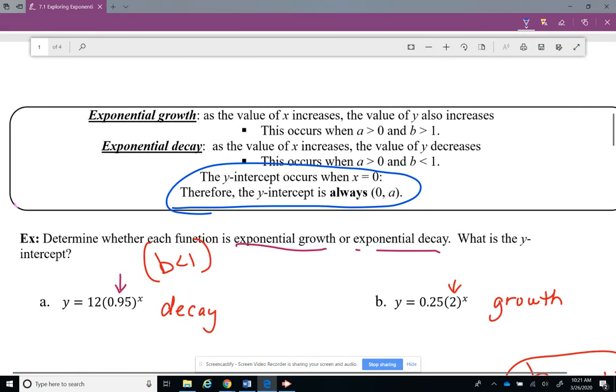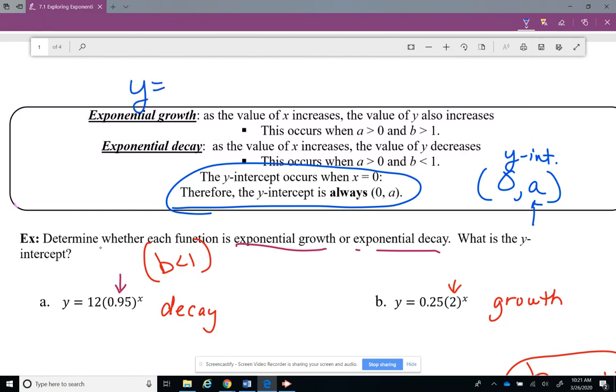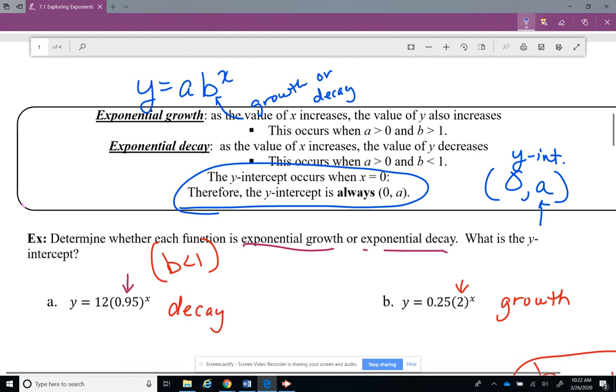All right. Therefore, the y-intercept is always 0, a. Now notice, look, the y-intercept will be whatever a is. Remember, this is y equals a b to the x. The b part tells me whether it's a growth or a decay. What's it going to be? Get it? And the a part tells me what the y-intercept is.